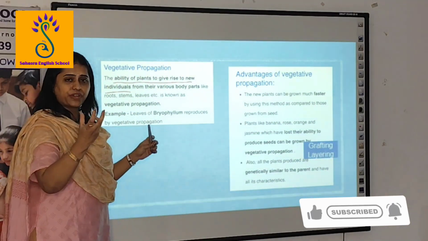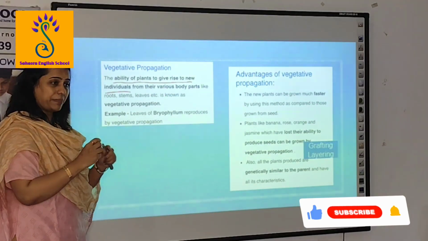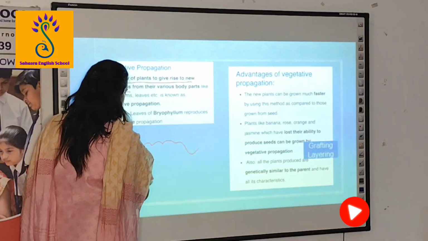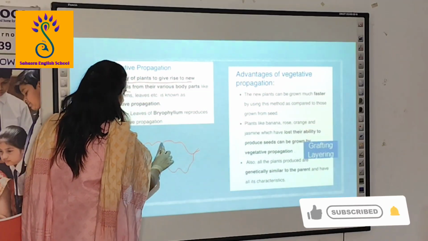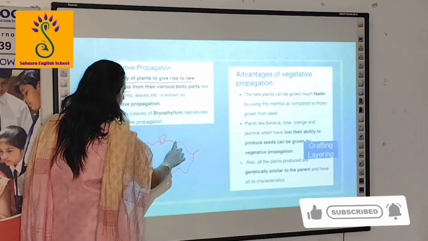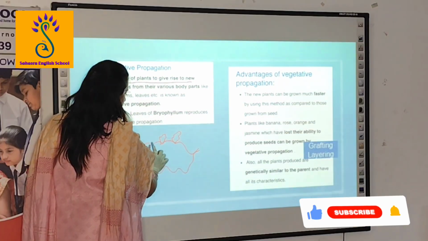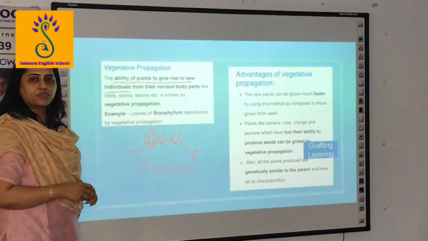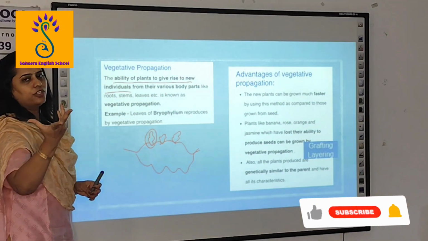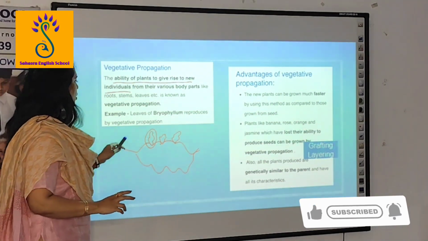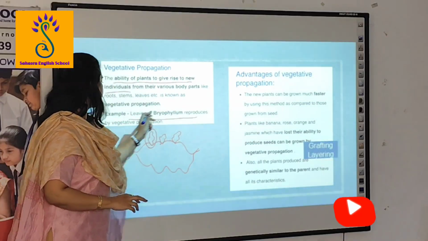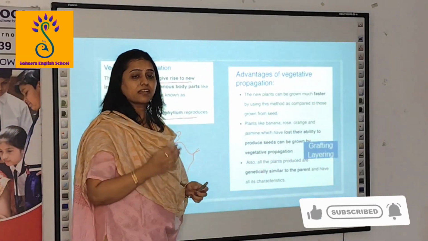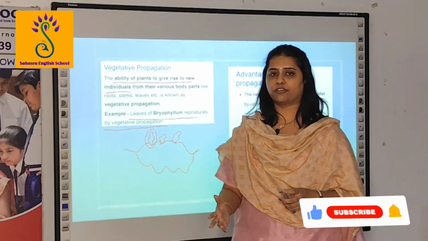through different plant body parts, like the leaf. Bryophyllum, if you have observed, the leaf is like this, and it will develop a new plant like this. If you pluck it and sow it again, it will grow into a new plant. Leaves of Bryophyllum reproduce by vegetative propagation. We can do this by cutting, layering and grafting too.